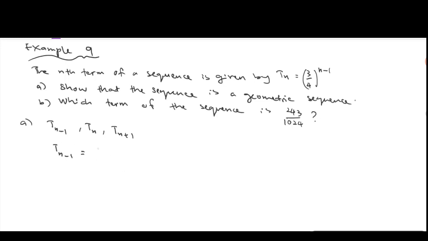T sub n minus 1 is 3 over 4. We will substitute n with n minus 1 here. So we have n minus 1 minus 1, which is equal to 3 over 4 raised to the power of n minus 2. T sub n plus 1 is equal to 3 over 4 raised to n plus 1 minus 1, which is equal to 3 over 4 to the power of n.